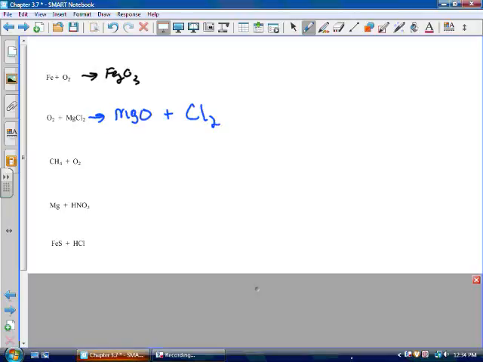And since chlorine is one of the 7 diatomics, I've got to remember those 7. And since I'm writing chlorine that way, it has to be Cl2. Once again, you would have to balance this equation, but for the sake of right now, we're going to leave it at that.